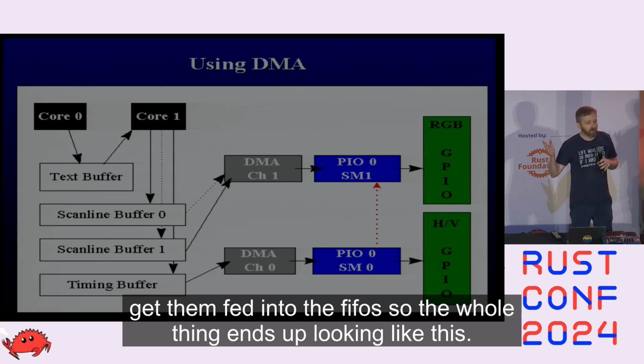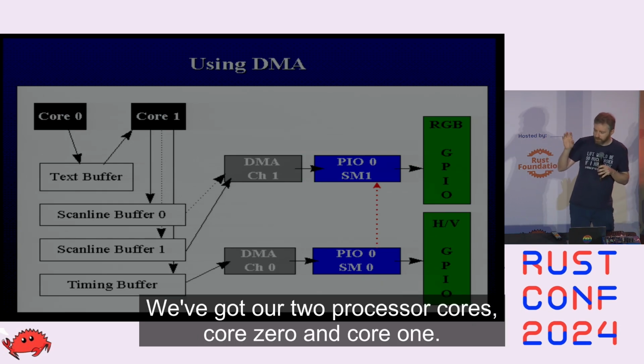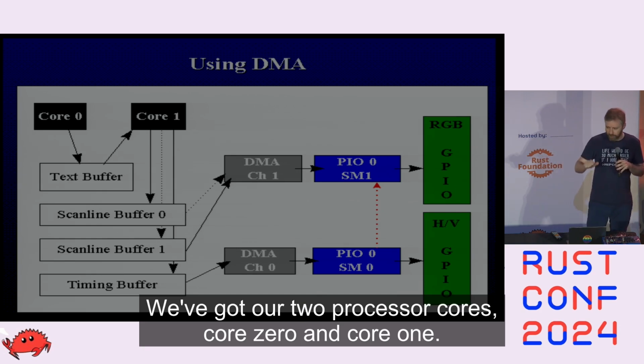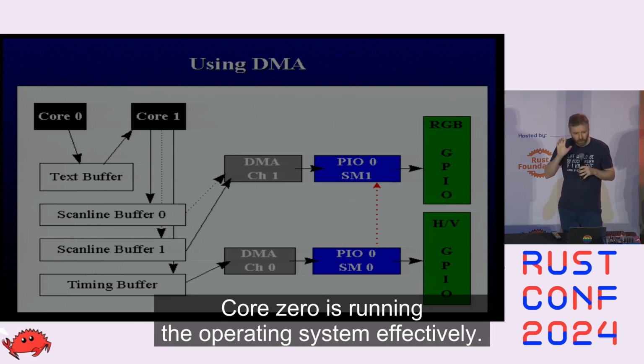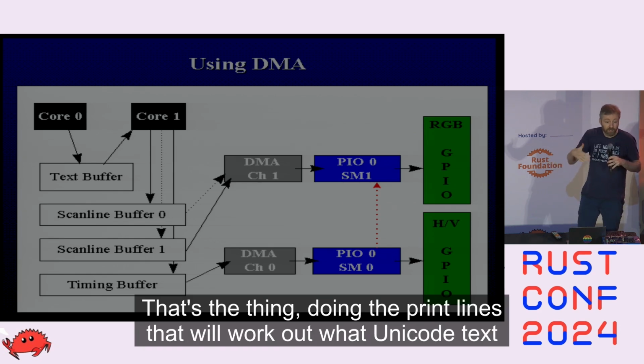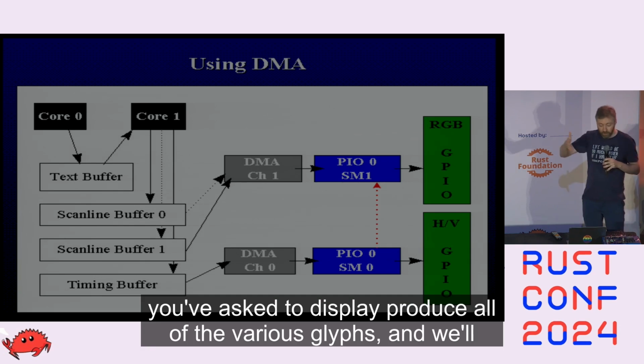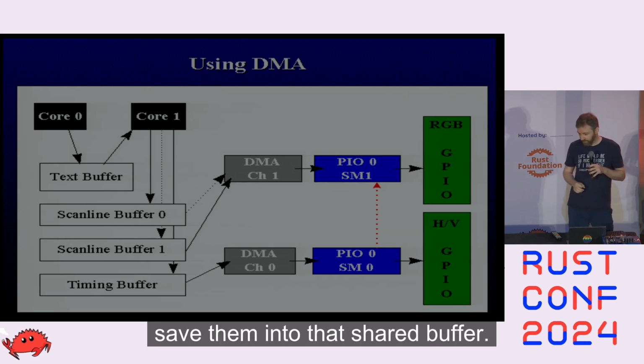So the whole thing ends up looking like this. We've got our two processor cores, Core 0 and Core 1. Core 0 is running the operating system effectively. That's the thing doing the print lines. That will work out what Unicode text you've asked to display, produce all of the various glyphs, and will save them into that shared buffer.